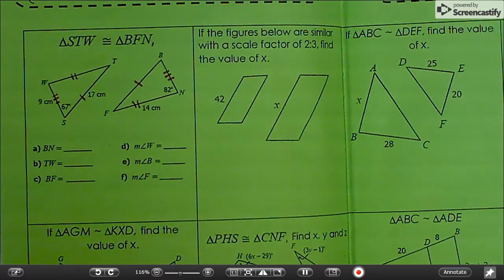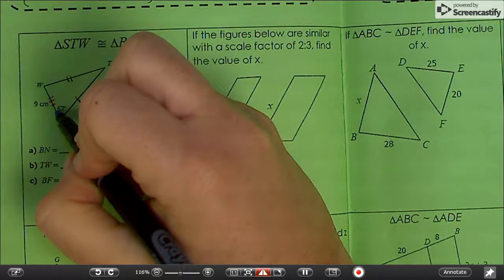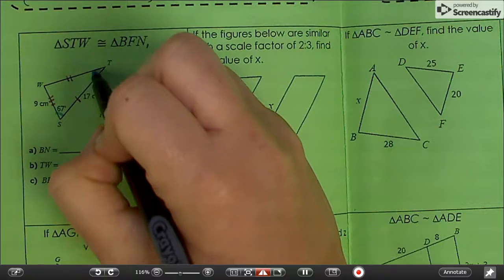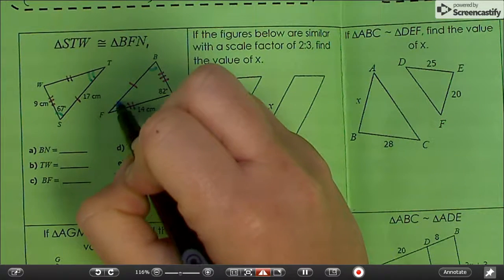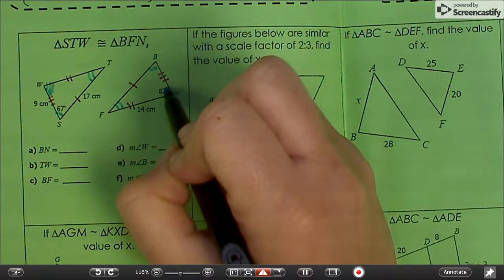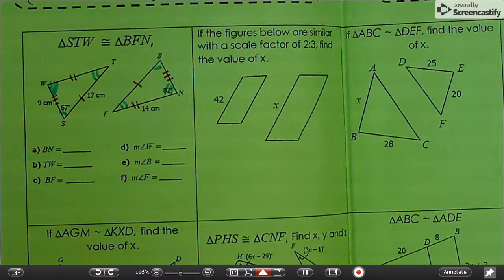Okay. We can also do the same thing with the angles. So angle S corresponds with angle B. Angle T corresponds with F. Angle W corresponds with angle N. And hopefully that's more of a review than it is something new.